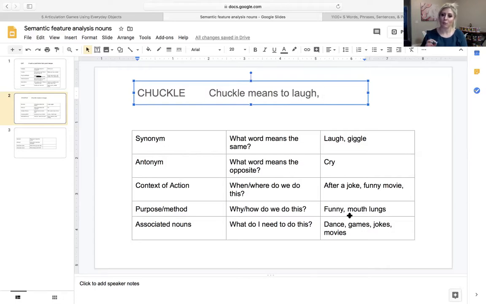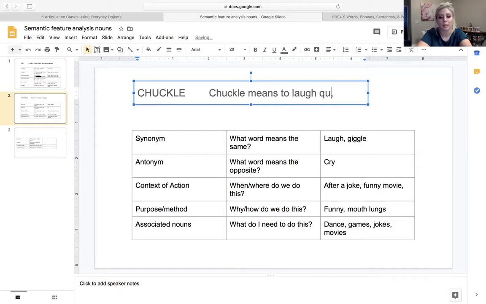In my mind, when you chuckle, it's kind of like a light laugh. Like, it's not super loud. You can laugh really hard, but that's not a chuckle. A chuckle is very short and a little quiet, right? So it's not boisterous.